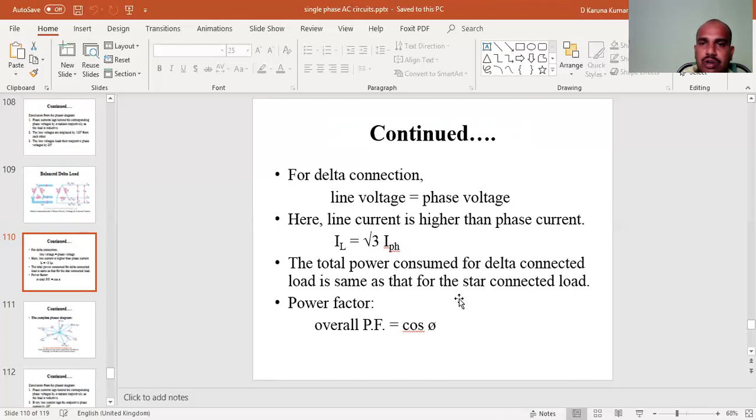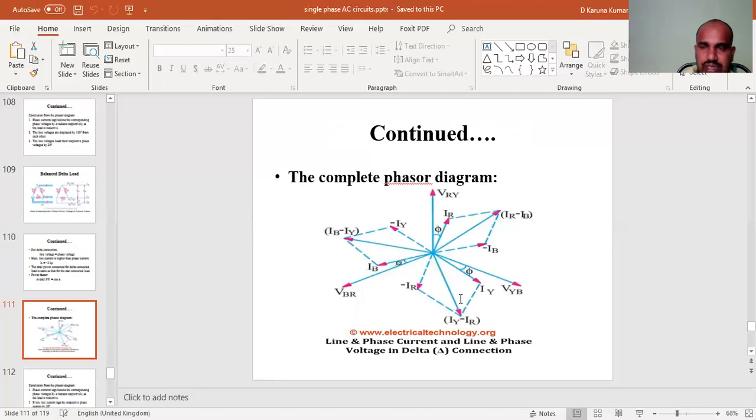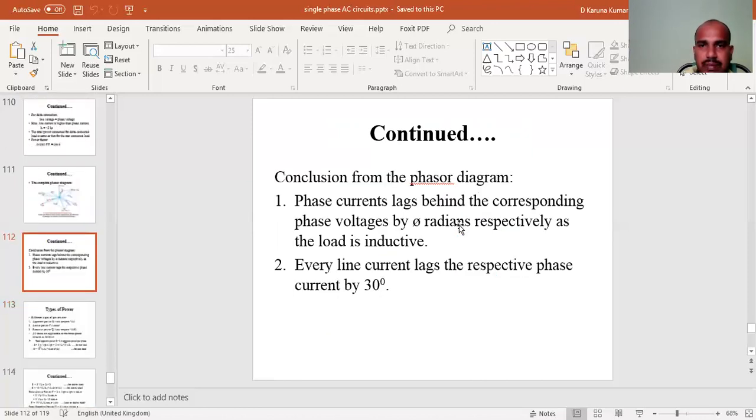The total power consumed in the delta connection is the same as in the star connection: root 3 into VL into IL into cos phi. This is the phasor diagram of the delta connection. We take the voltages VRY, VYB, and the phase currents IRY, IYB.